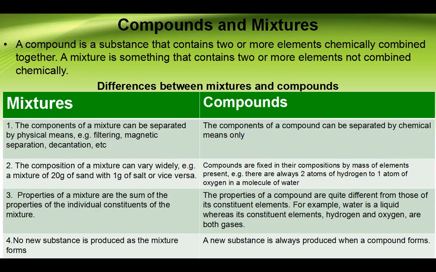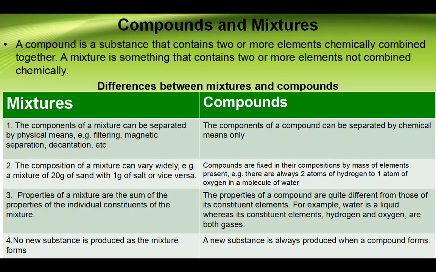For example, a mixture may be 2 grams of sand with 1 gram of salt, or vice versa. It doesn't matter. While for compounds, the combination or composition is fixed in a certain amount. For example, there are always 2 atoms of hydrogen to 1 atom of oxygen in a molecule of water. So basically, the composition of a compound is always fixed, while in mixtures it is varied.